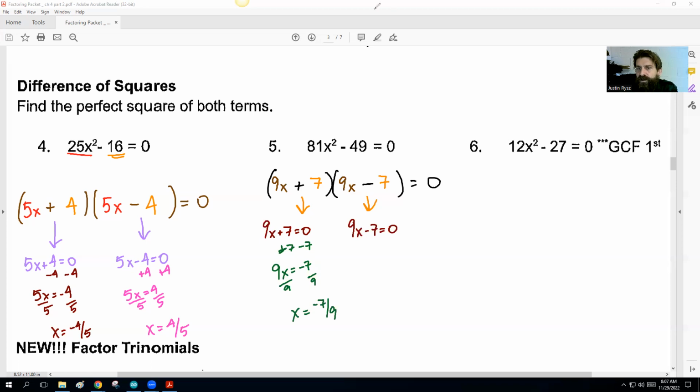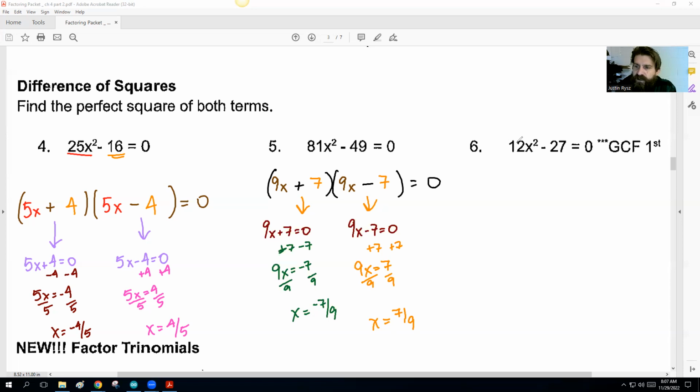You probably can already guess here, when we add 7 over, all it's going to do is just change it to a positive number when we divide. So we get a positive 7 over 9. So differences of squares are really nice because we get two very similar answers. One's positive, one's negative. The only other thing here to do is, what if we can't take the square root?